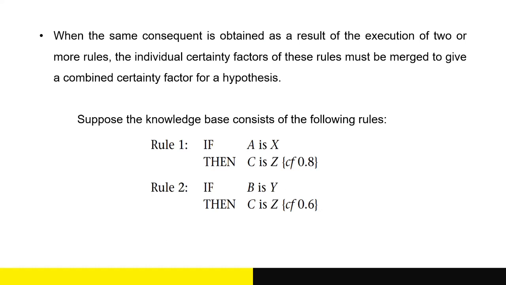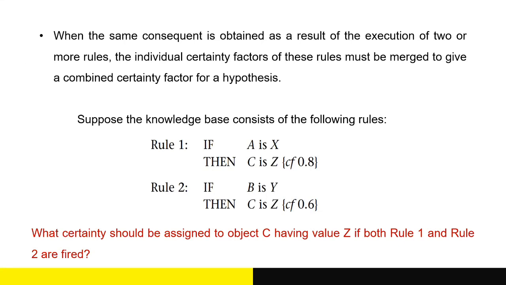Suppose the knowledge base consists of the following rules. For rule 1, if A is X, then C is Z with certainty factor 0.8. And rule 2, if B is Y, then C is Z with certainty factor 0.6. Certainty should be assigned to object C having value Z if both rule 1 and rule 2 are fired.